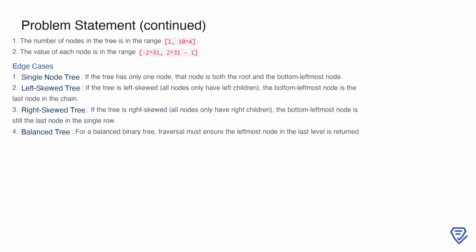For constraints, the number of nodes in the tree can range from 1 to 10,000, and the value of each node is within the range of -2^31 to 2^31 - 1.